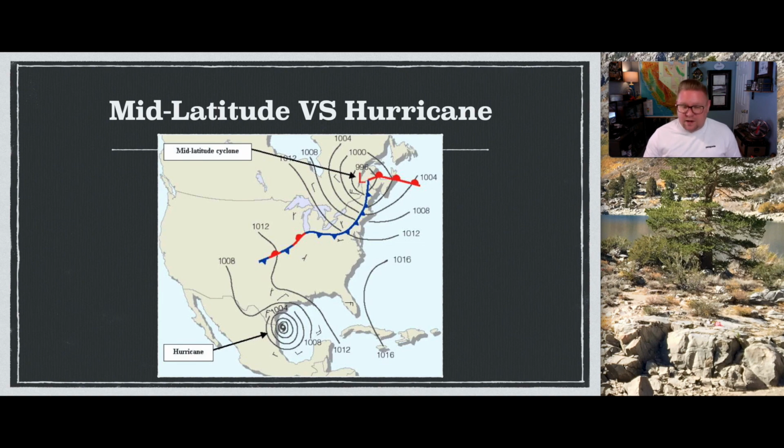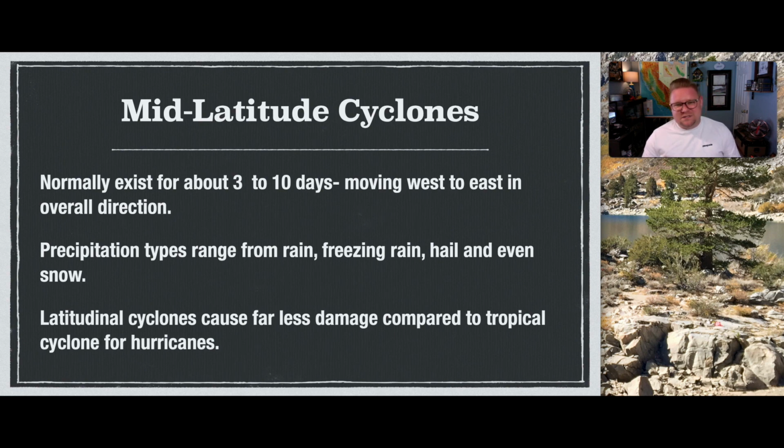Now, a couple other elements, as we were saying, of mid-latitudes and hurricanes, is some more information about the mid-latitude cyclones. So again, they normally exist for between 3 and 10 days, moving from the west towards the east in overall direction. Precipitation types will vary between rain, freezing rain, hail, and even snow. It just depends. Generally not incredibly extreme, but then again, it can happen. These systems are much larger, so they can last a lot longer, 3 to 10 days, versus a quicker storm that travels.